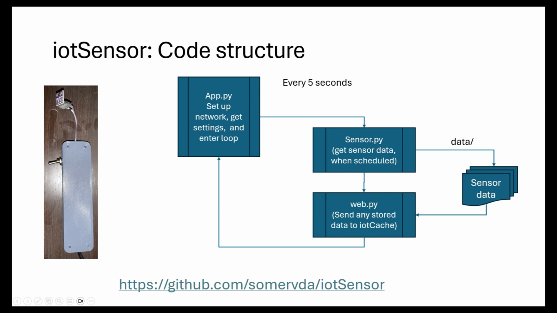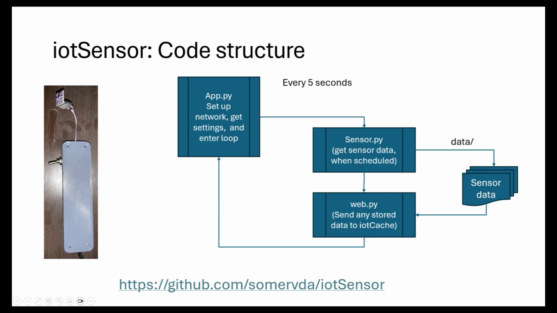So it gets the sensor data on a schedule. So every time it goes through this loop, it may not always get the sensor data. So say it's collecting sensor data every 10 minutes. Then every time it goes through the loop, it just checks to see what the time is, whether it's time to collect that sensor data or not. It'll collect it if it's time to do it, otherwise it'll just drop through and go to WebPy.